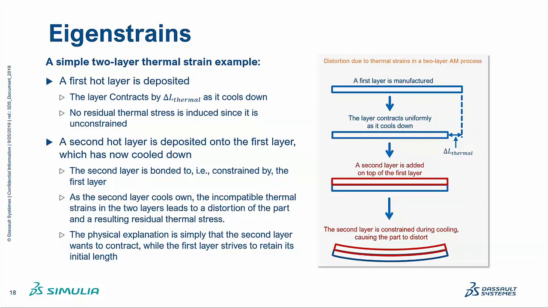And if we then apply a second layer on top of the first layer, that second layer will be constrained during cooling because it is attached to the lower layer, and that will cause the entire part to distort. This is basically a very, very simple and fast run through of what the whole contraction business is about here.